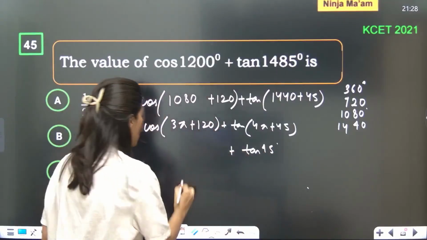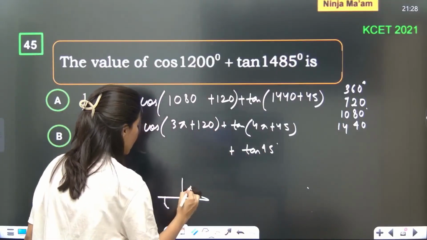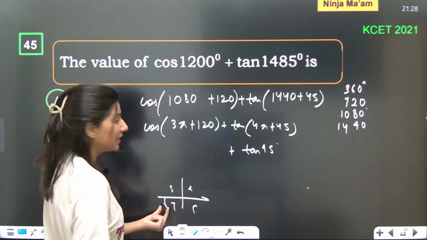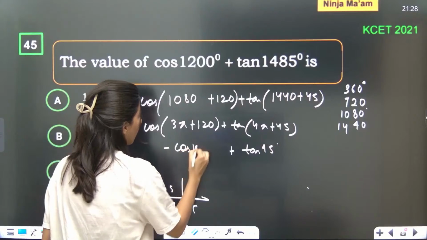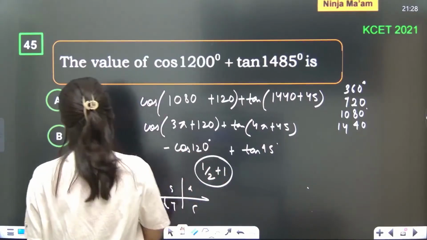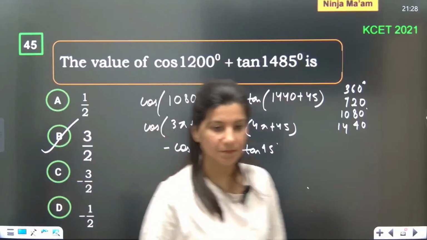And that cos 3 pi plus theta. So ASTC. Cos of odd pi plus theta is minus cos 120. Cos 120 is minus half. So plus half plus 1. Half plus 1 is 3 by 2, option B.